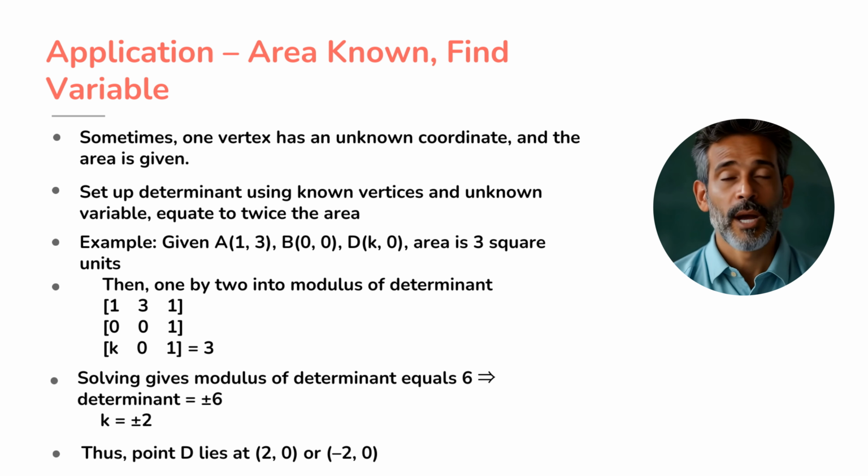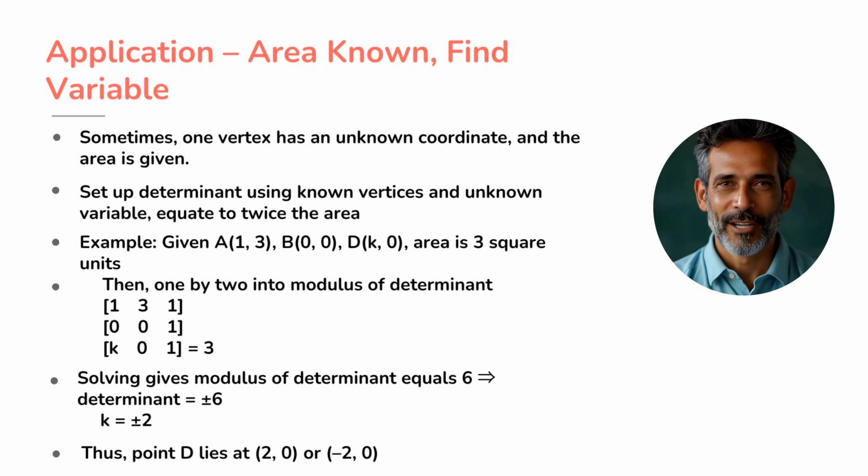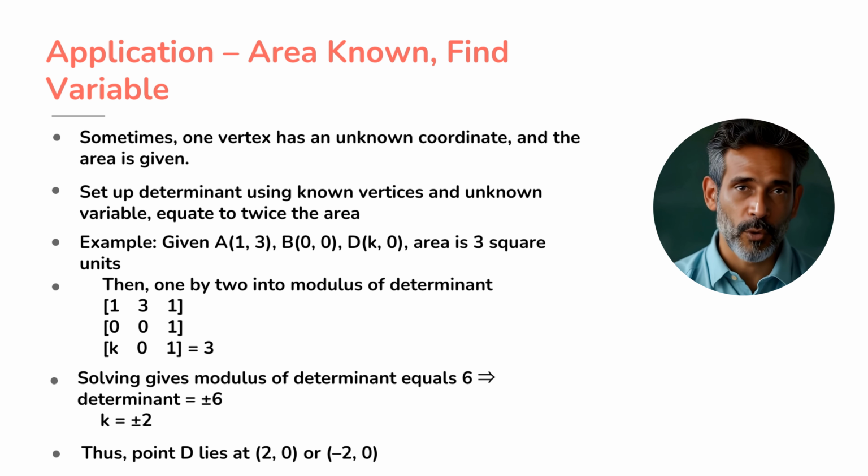Area equals 1/2 into modulus of the determinant equals 3. So determinant equals plus or minus 6. Evaluating gives us 1/2 into modulus of 1 times (0 - 0) - 3 times (0 - k) + 1 times (0 - 0) equals 3. Solving, we get k equals plus or minus 2. That gives us two possible positions for the unknown point, both forming the same area triangle.